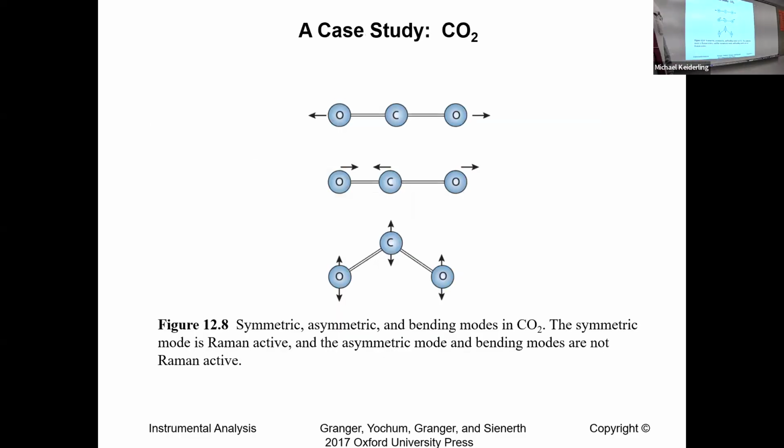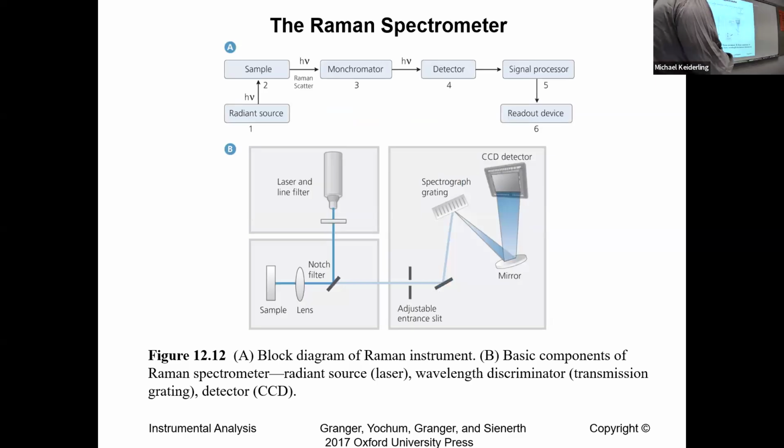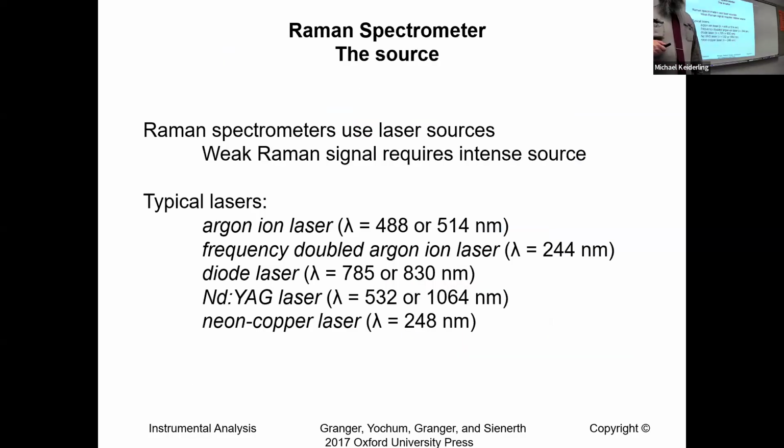So here's CO2. This will be active in Raman and inactive in IR. This will be active in IR and inactive in Raman. And the bending modes are also not Raman active, but are active in IR. Here's a Raman spectrometer. You can also have the scattering be directly back, which I think is what ours does. And for the source, they use laser sources like argon ion, frequency diode laser, things like these.